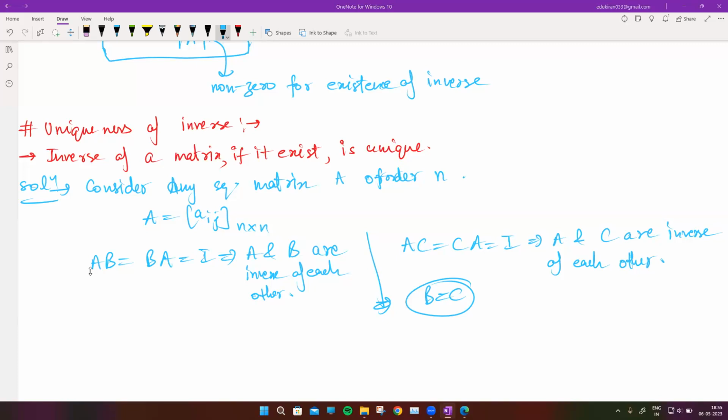Oh, Anisha, you're late in the class, but I think you have already studied determinants, so it won't make much difference.